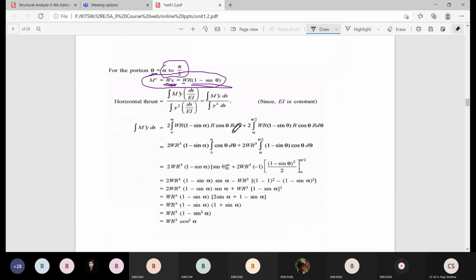Okay. So now calculate the horizontal thrust. H is equal to the integration of M dash y ds by EI, divided by the integration of y square ds by EI. Because EI is constant, that means the cross-section of the arch is the same, we can neglect EI. We get the final equation: horizontal thrust is equal to the integration of M dash y ds divided by the integration of y square ds.